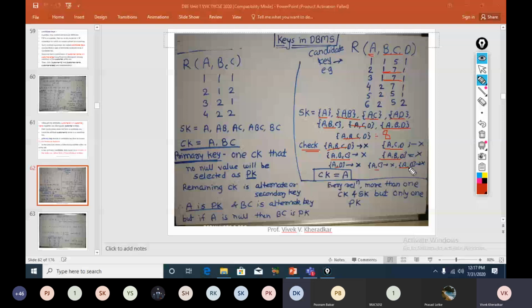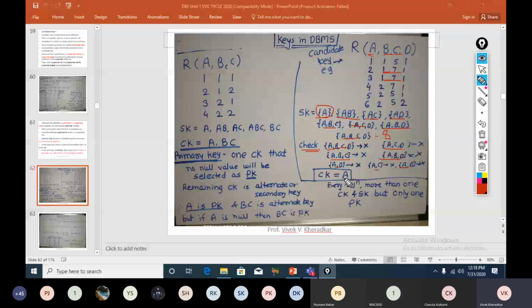Yes. That's why, what is the final answer out of these 8 super keys? Only one key is a candidate key, which is A. And what is the primary key for this? If A is the candidate key, what is the primary key? A. Obviously, it is not null. Just check whether whichever attribute you have chosen as a candidate key is not null. If A is not null, then that candidate key A is itself the primary key.